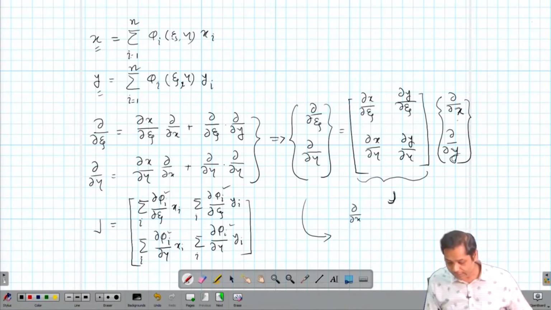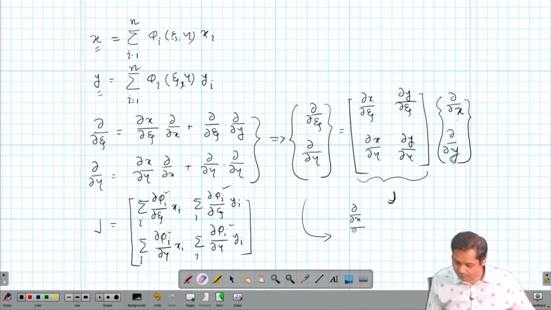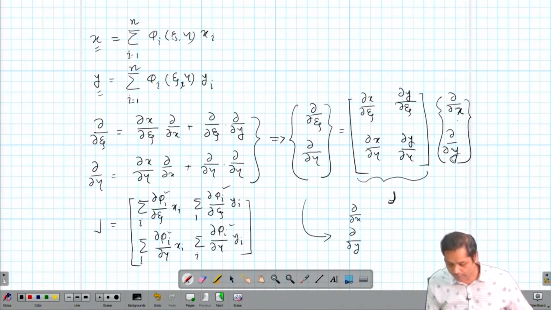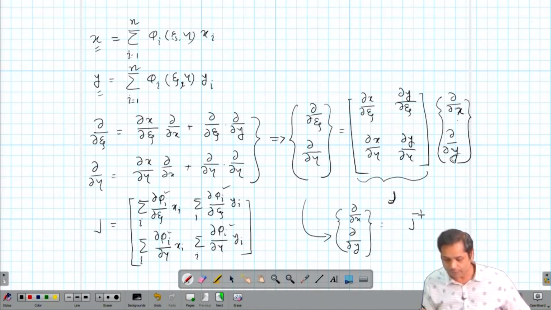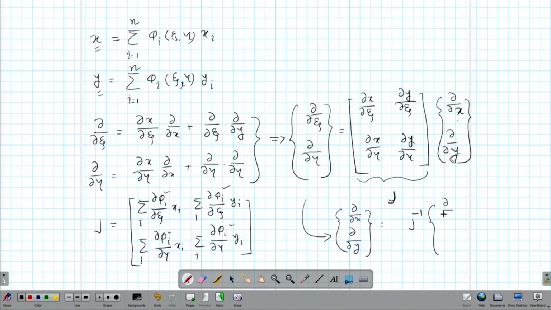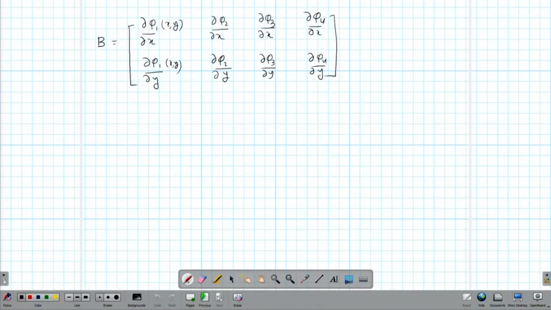Okay, so from this what we can write is that del x, del y is equal to the inverse of the Jacobian times del xi, del eta. Okay. So, here the derivative is transformed like this. Now, if we substitute that in this expression, what we will get is B. Here B is written in terms of x and y. So, B as a function of xi and eta will be represented like this.